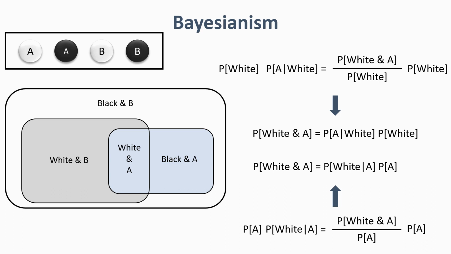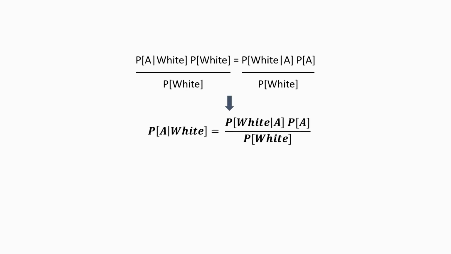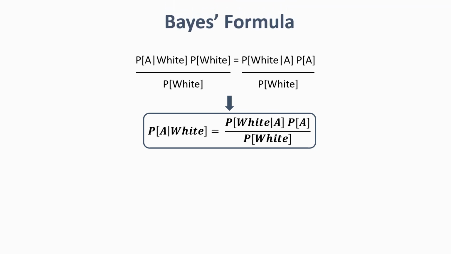Notice that we can calculate white and A two ways, either by A given white multiplied by white, or by white given A multiplied by A. Therefore, those two expressions are equal. From that, we can divide both sides by white and we get this. The probability of A given white equals the probability of white given A multiplied by the probability of A, all divided by the probability of white. That, ladies and gentlemen, is Bayes' formula, the core of Bayesianism.